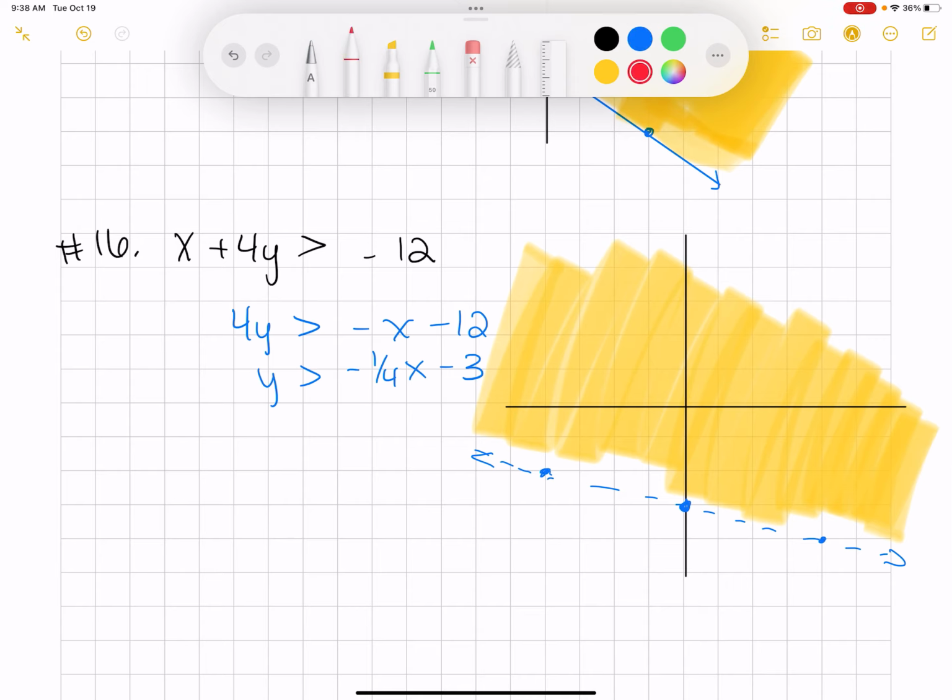Hard to draw a straight line when it's dotted. I know. You know what I mean? But I'm fine.